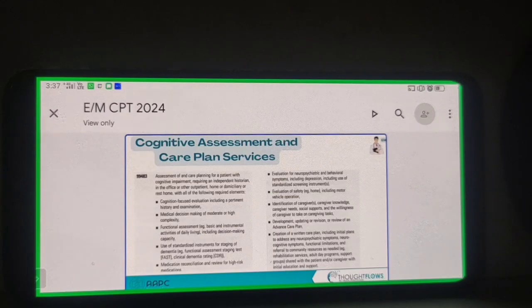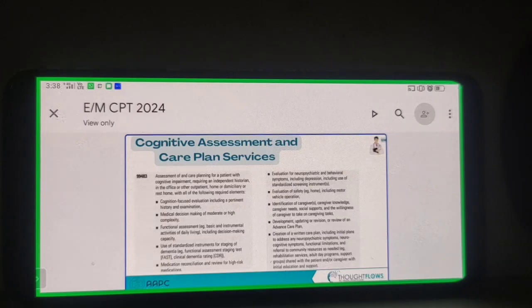Suppose a patient is suffering from a brain tumor. Before they take the patient to surgery, or after completion of surgery, they take some assessment of how to handle the patient and what things we have to follow to cure the condition. Everything should be taken in the assessment. So that is called the cognitive care plan assessment service.